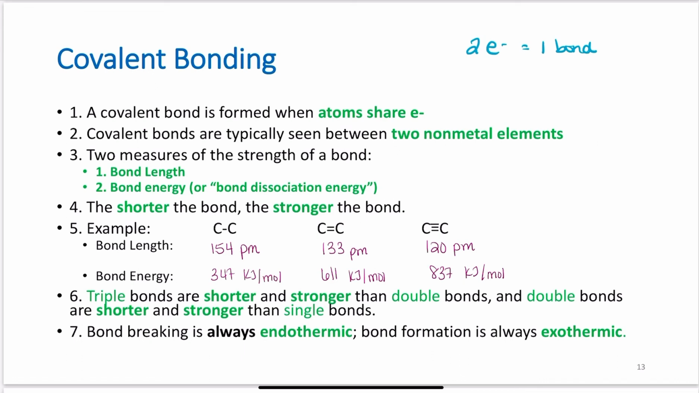Just because it's 154 picometers for a carbon-carbon single bond does not mean that's the same bond length for another single bond. It depends on the atoms themselves. You do need to know this. And I know I've said it before, but you need to know this. So triple bonds, always shorter and stronger than double bonds. Double bonds are always shorter and stronger than single bonds. Bond breaking, always endothermic, no exceptions. Bond formation, always exothermic, no exceptions.